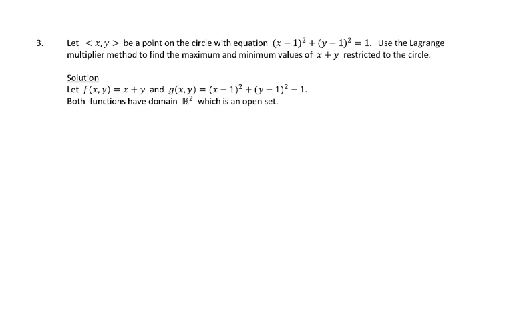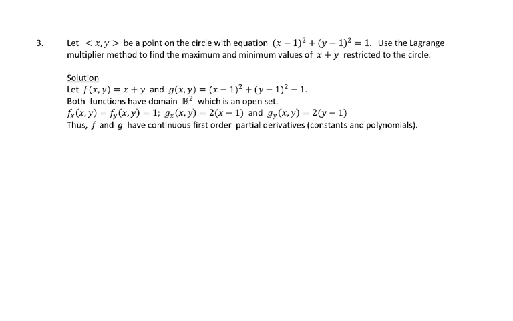We cannot simply use a method if we haven't checked that the conditions are met. The first condition that we have to check is whether the functions are defined on an open set. Well, both of these functions are defined in terms of polynomials. We know that they are everywhere defined, so on the whole of R2, and R2 is an open set. We calculate the first derivatives of these functions, and we see that they are all polynomial functions. Thus, f and g have continuous first-order partial derivatives because they are either constants or polynomials.